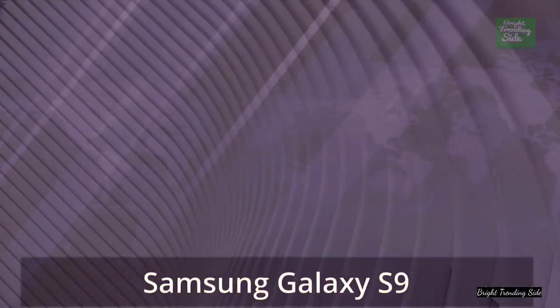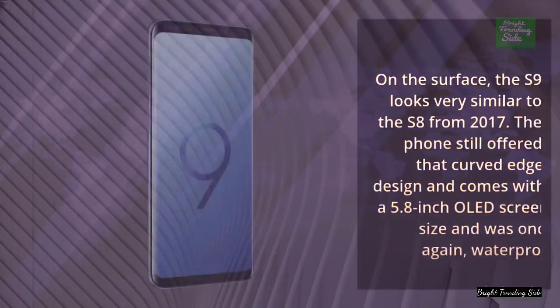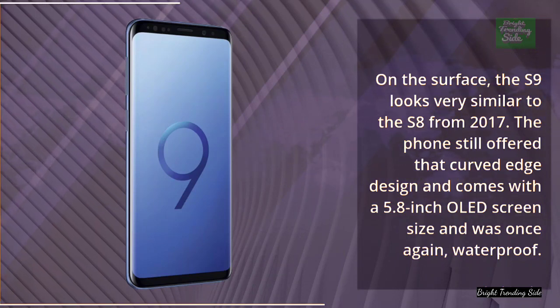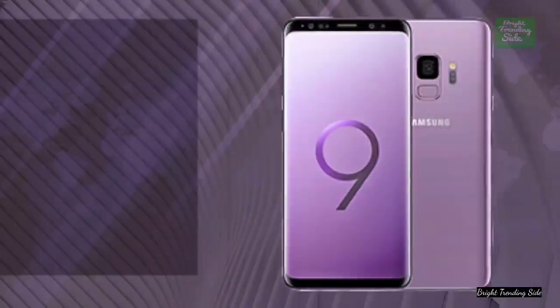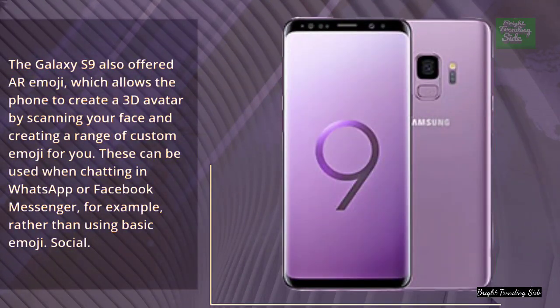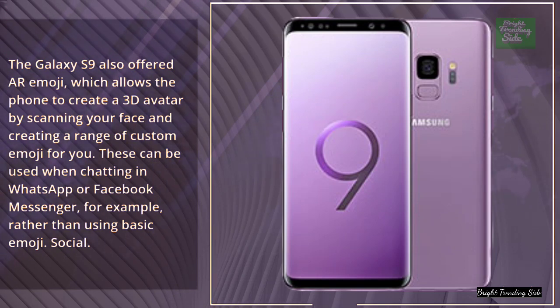Samsung Galaxy S9. On the surface, the S9 looks very similar to the S8 from 2017. The phone still offered that curved edge design and comes with a 5.8-inch OLED screen size and was once again waterproof. The Galaxy S9 also offered R-Emoji, which allows the phone to create a 3D avatar by scanning your face and creating a range of custom emoji for you. These can be used when chatting in WhatsApp or Facebook Messenger, for example, rather than using basic emoji.